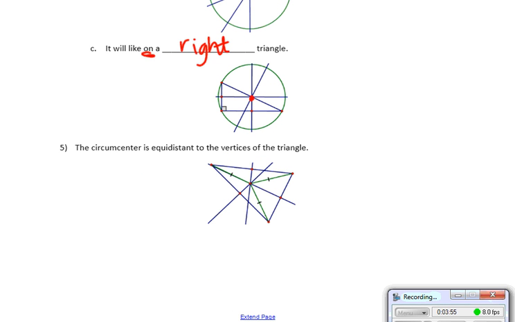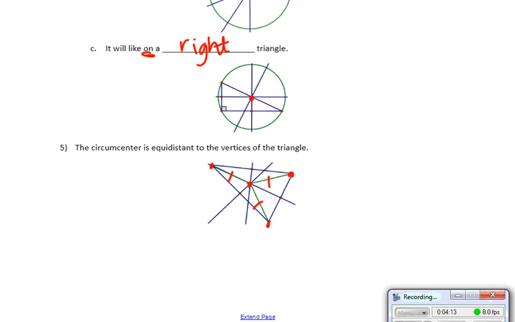The last special property concerning our perpendicular bisectors is that the circumcenter is equidistant to the vertices of your triangle. So from my circumcenter, the distance to each vertex would be exactly the same.